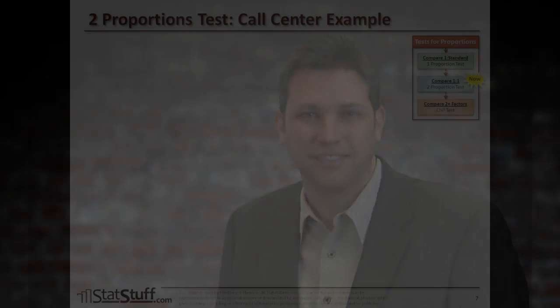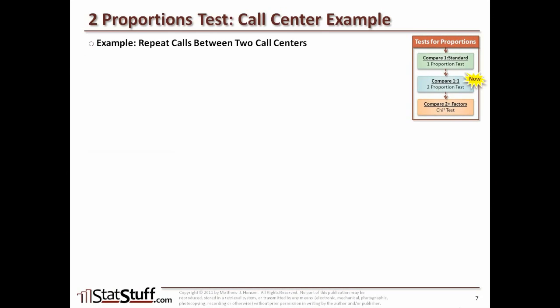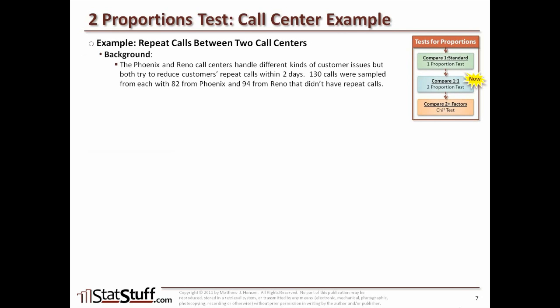Now let's walk through a couple examples of the 2 proportions test. First, we'll start with an example where we're measuring repeat calls at a call center. This example is going to be looking at repeat call activity between 2 different call centers. So as background information, let's say that we've got a call center in Phoenix and another one in Reno that handles different types of call activity from the customers.